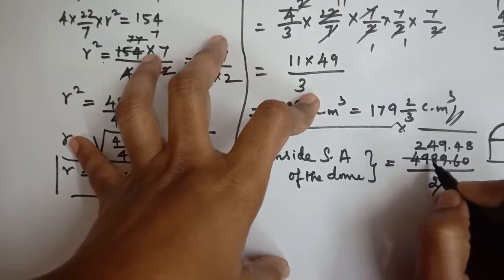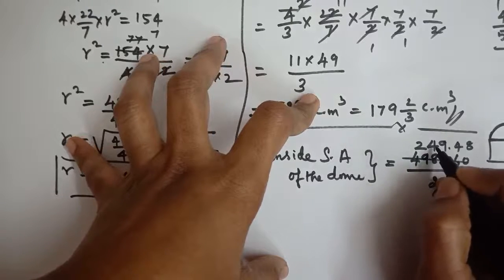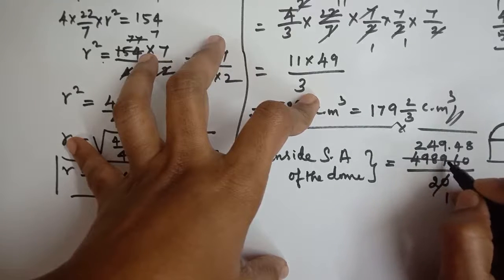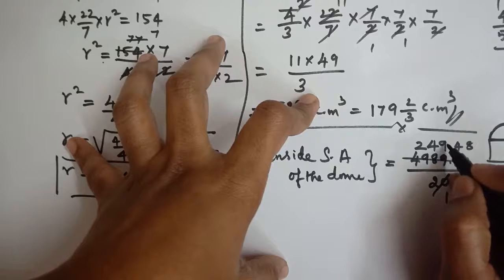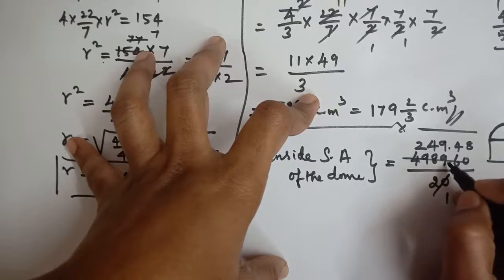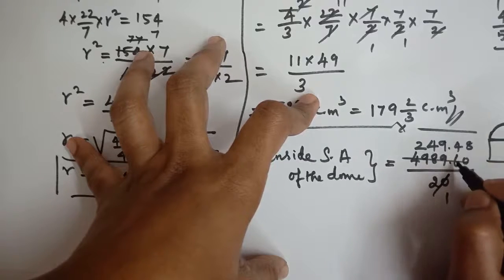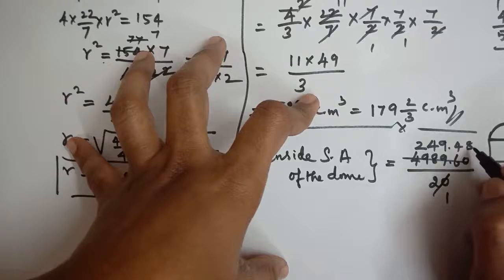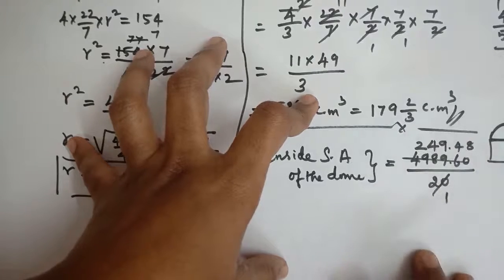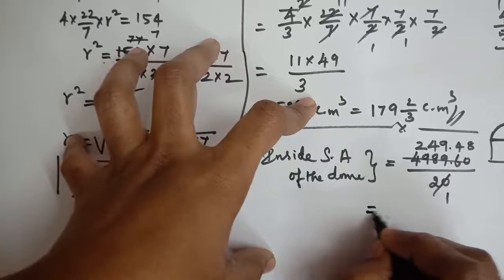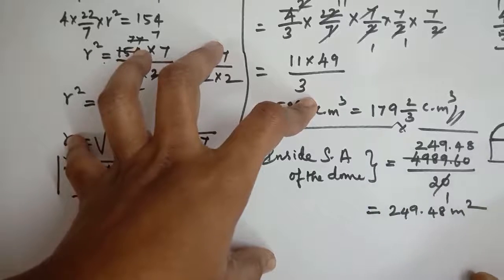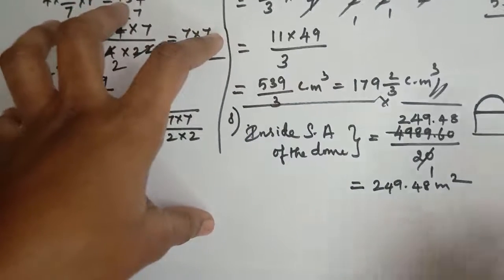20 1s are 20, then 2 20s are 40, remainder 9 9 8, 4 20s are 80, then 18, 18 9, 9 20s are 180, 9 6, 4 20s are 80, 16, remainder 160, 8 20s are 160. So students listen, the answer is 249.48 meter squared. Is it clear? Okay, the first subdivision is over.